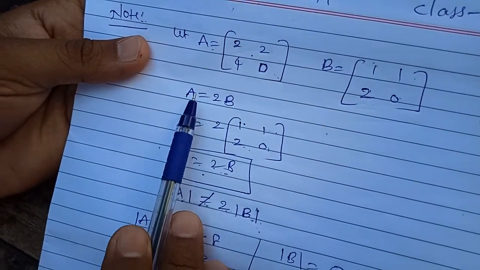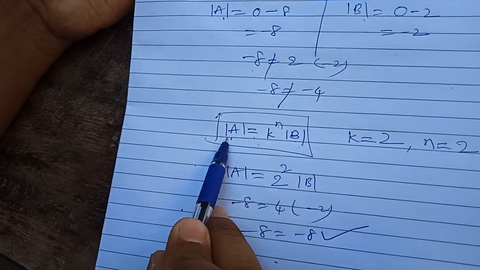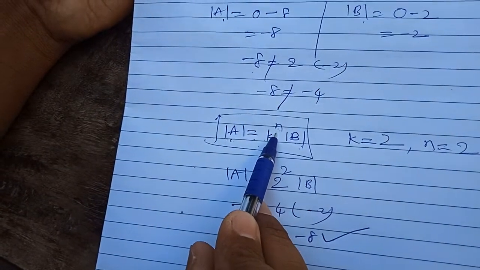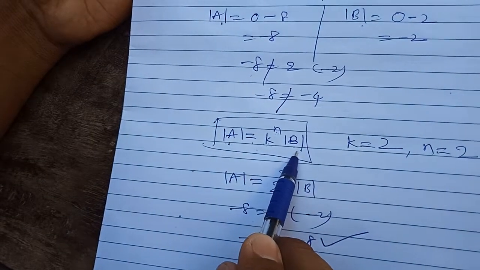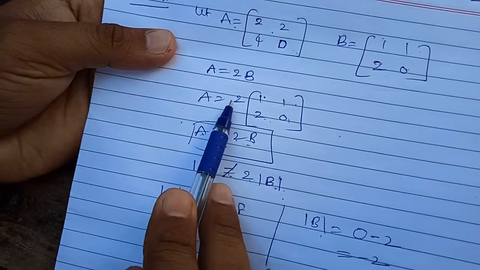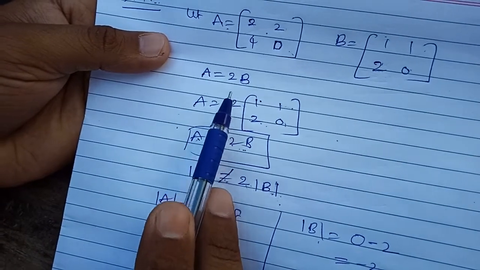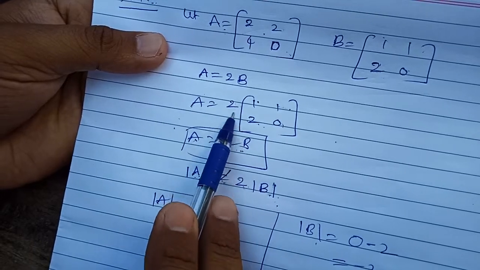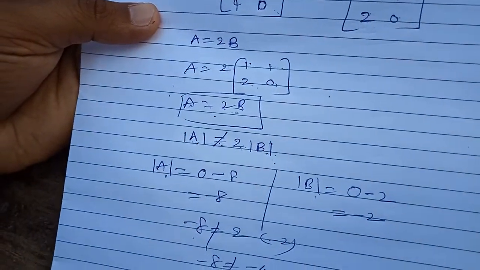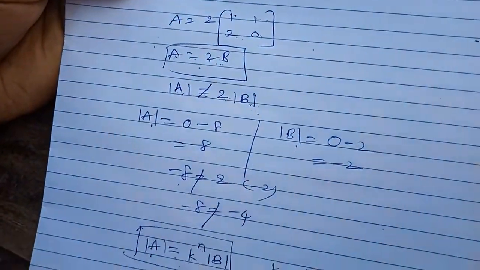Suppose we say A is equal to 2 into B, then definitely determinant of A is equal to k power n into determinant of B. Okay, and in this, k is nothing but what? Whatever common factor we are taking from the matrix B, whether we are taking 2 or 3 or 4, whatever the result is that they are taking common, that is the k. And what is the n here? The order of both the matrices A and B, that is the n.